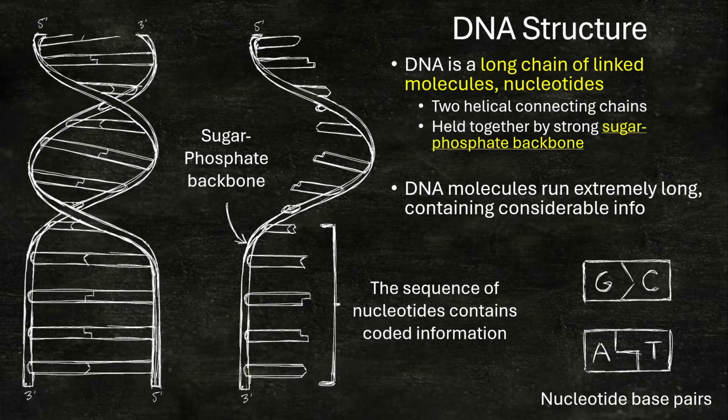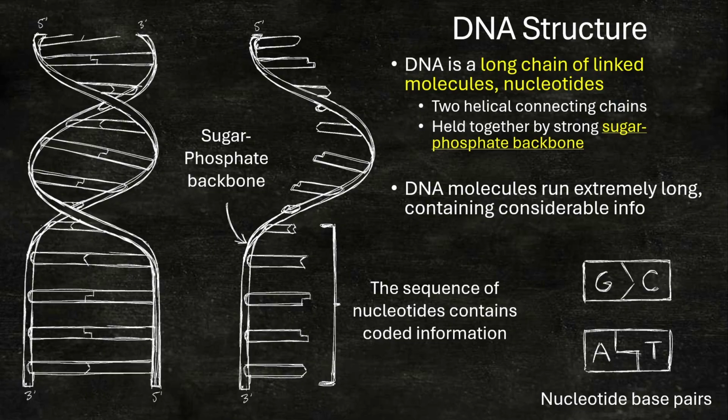Now let's talk about the structure of DNA. DNA is this long chain of linked molecules, these nucleotides that are chained one next to the other, next to the other. This is another type of polymer, very much how a protein is a polymer of amino acids. These two chains are held together at the center, and they twist on each other, forming this double helix structure.